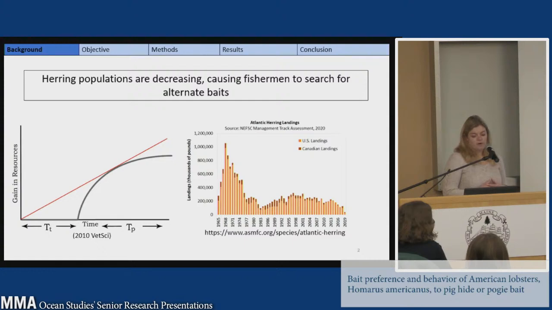So it's extremely important to understand the behavioral patterns of lobsters in determining if they have a preference or not, or how they choose their diets. Because, as you can see on the diagram on the left here, in the past couple of decades, herring landings have been diminishing due to overfishing, and herring was the main bait used by lobster fishermen. So fishermen are really trying to find an alternate source of bait to use to sustain their industry.